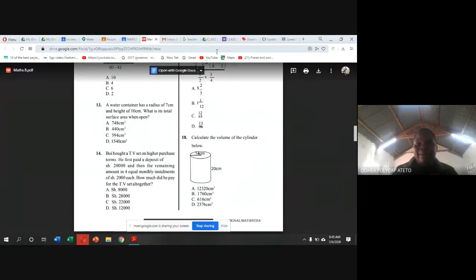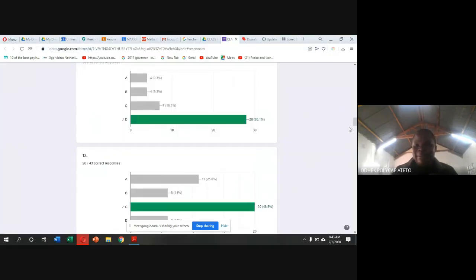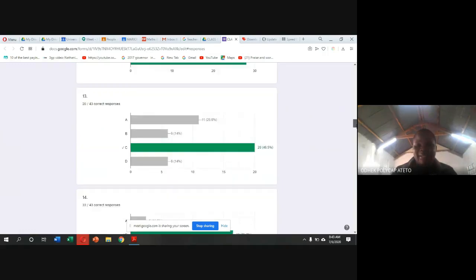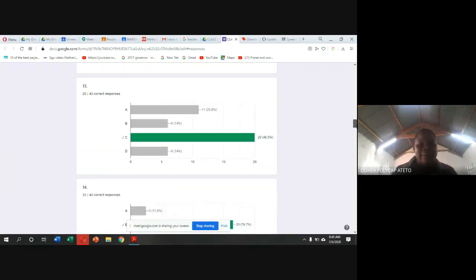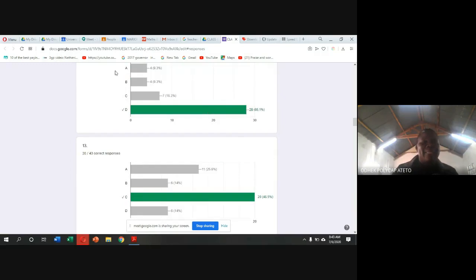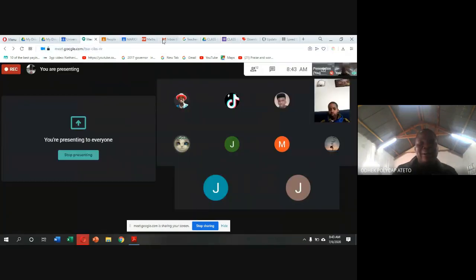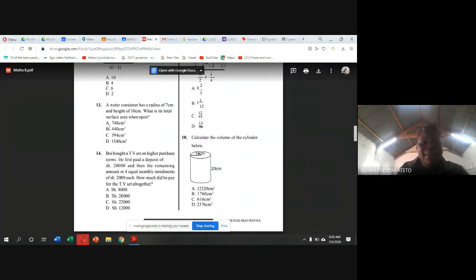Where is the marking scheme? This is number 13. It was being marked with cut, yes. But why was it the most failed, you guys? So there are people who know how to calculate the surface area of an open cylinder.